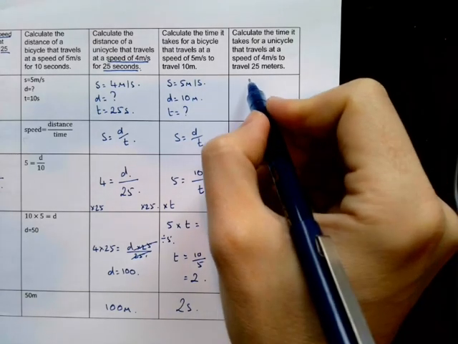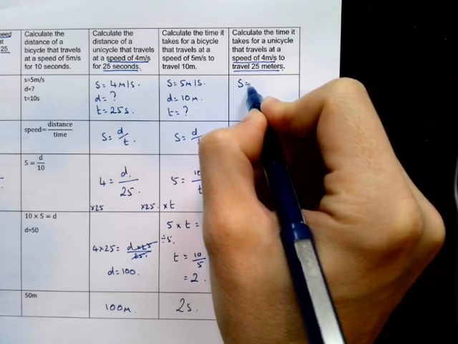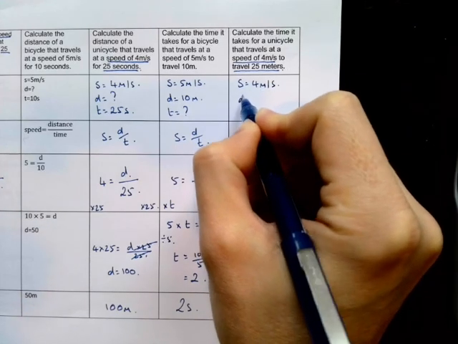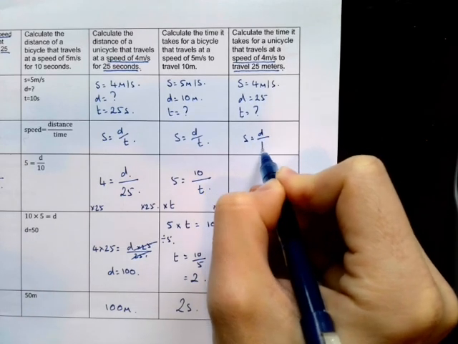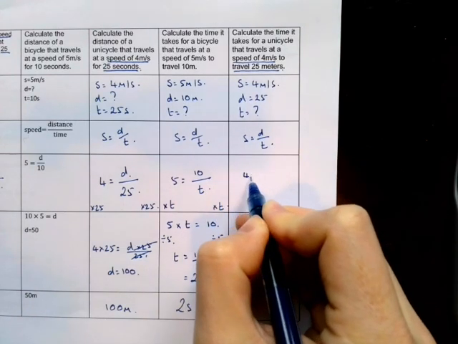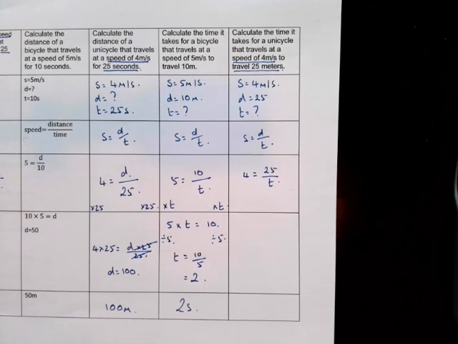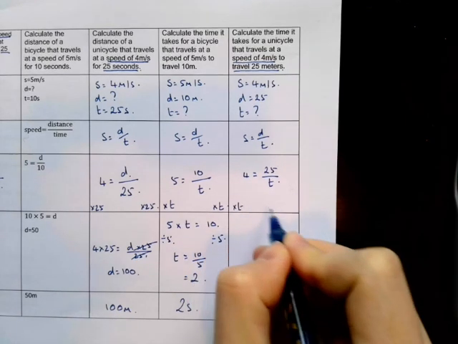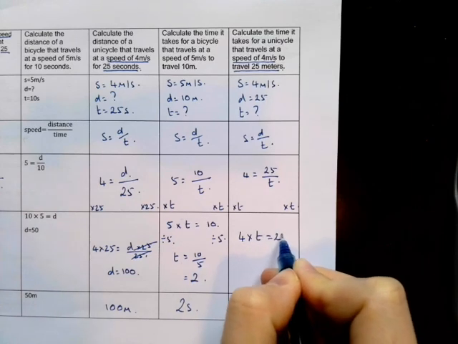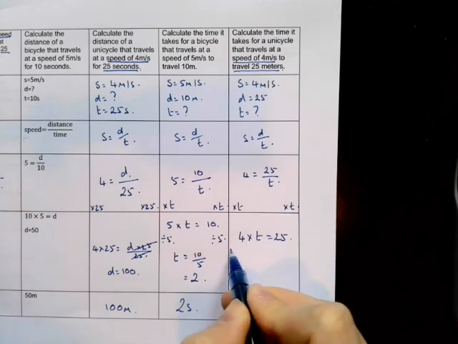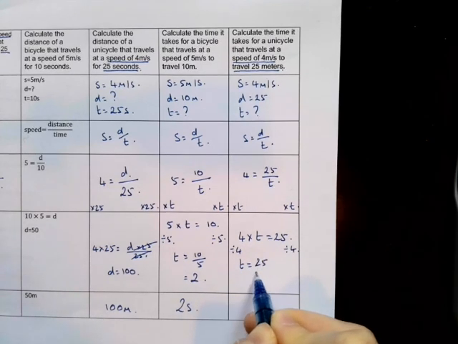And last one, speed of 4, distance 25 meters. So speed equals 4 meters per second, distance equals 25. Time is what I want to know. The equation is speed equals distance over time. I put the values in, I get 4 equals 25 divided by t. I'm going to rearrange it the same way, so I'm going to multiply both sides by t. So I get 4 times t equals 25. Divide both sides by 4. So I get t equals 25 divided by 4.